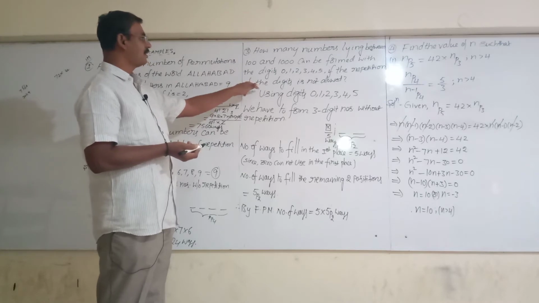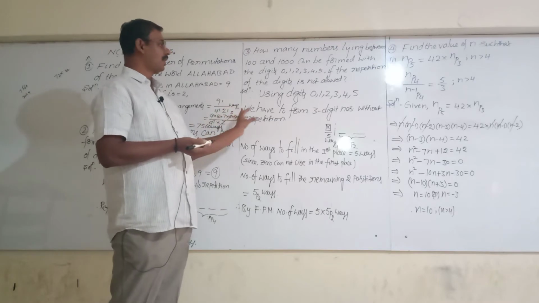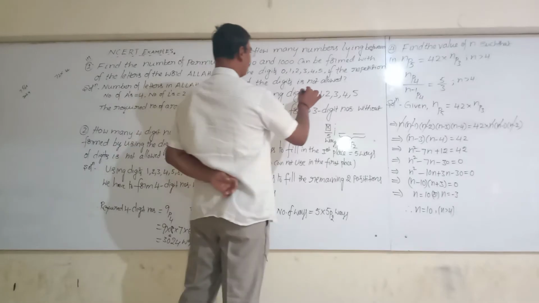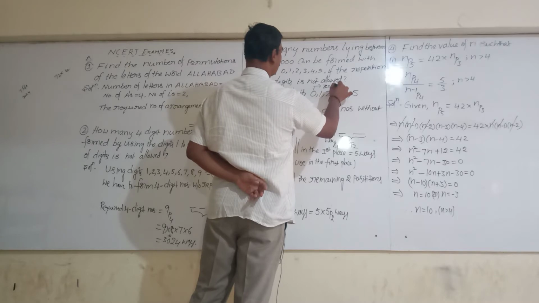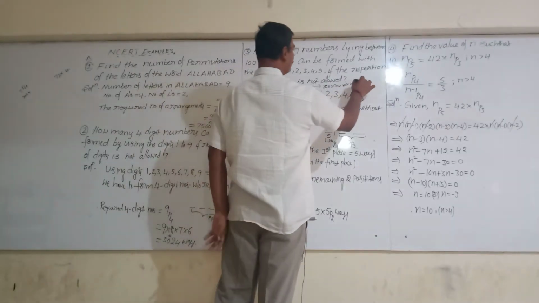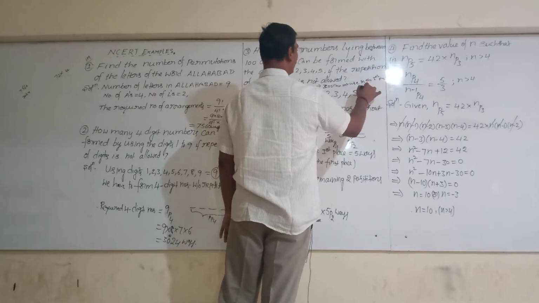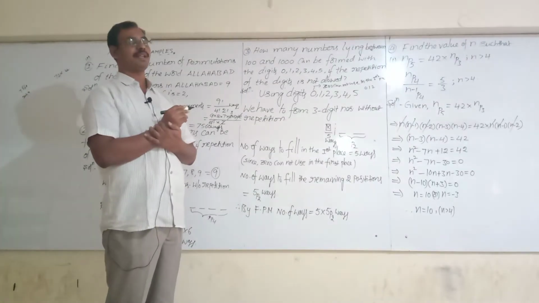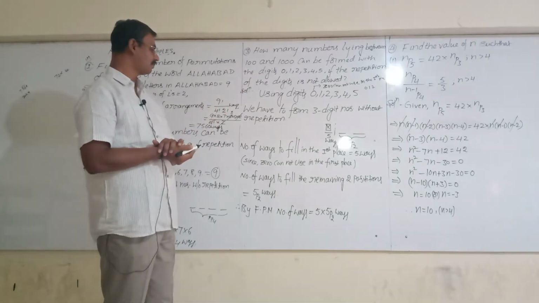So we must form 3-digit numbers. The general condition is that repetition is not allowed. And one more thing, there is a primary condition. What is the primary condition? Remember, 0 cannot be used in the first place. If I take 0, 1, 2, I should not say it is a 3-digit number. So 0 should not be used in the first place.